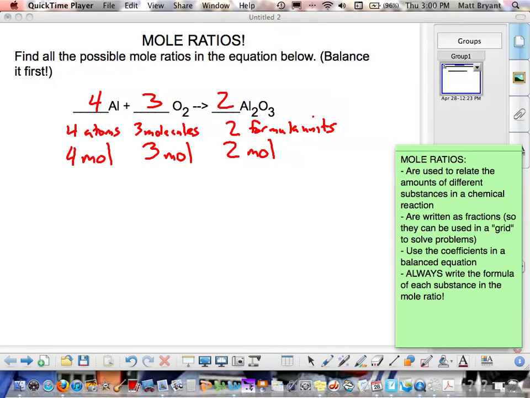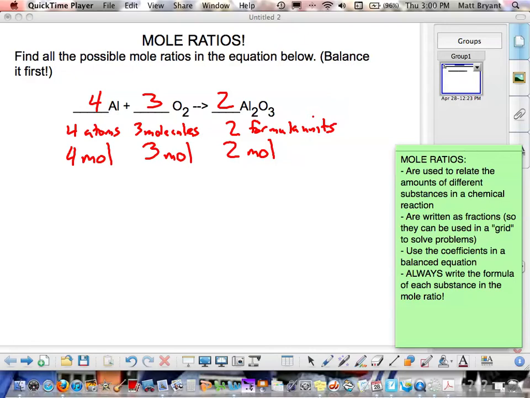If you're not comfortable, I would highly recommend spending some time after school getting some extra help, making sure you're solid on that stuff. But the only extra step, literally the only extra step here, is the mole ratio. So, mole ratios are written as fractions. Now, you'll remember that in our grids, we basically set up a series of fractions to cancel the units we don't want and to end up with the units that we're looking for in the problem.